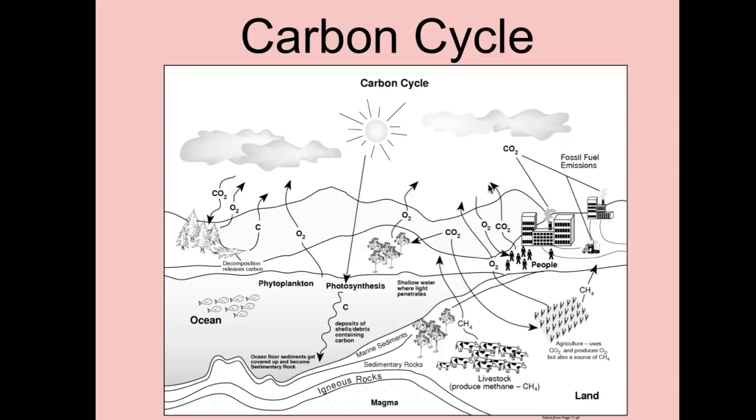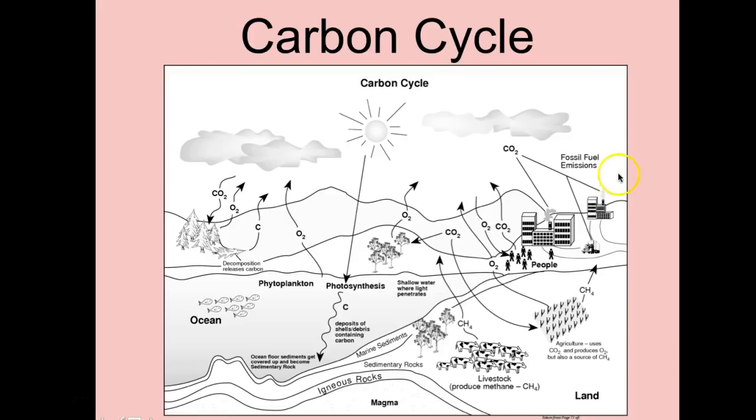Some other sources of carbon are livestock, which would be cows and such. They produce methane, which is CH4. And then also agriculture, so growing crops and farming. It takes in carbon dioxide, as you can see from this arrow, through the process of photosynthesis, but it also produces oxygen. It lets out that oxygen, and it also releases CH4, which is methane. Methane is another one of those greenhouse gases that can contribute to global warming. So we really want to be careful with how much methane we are releasing into the environment.